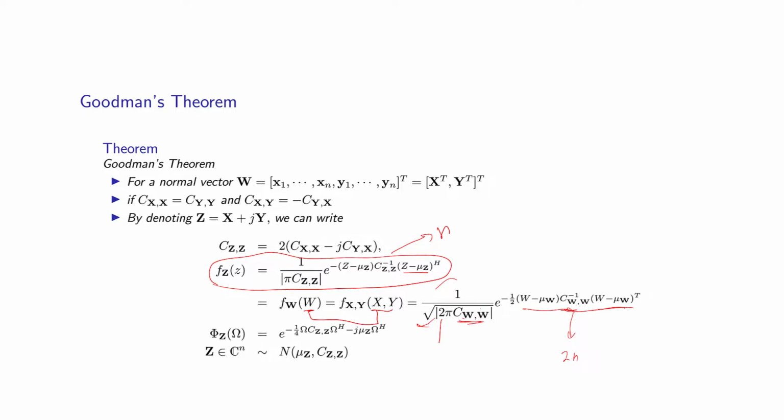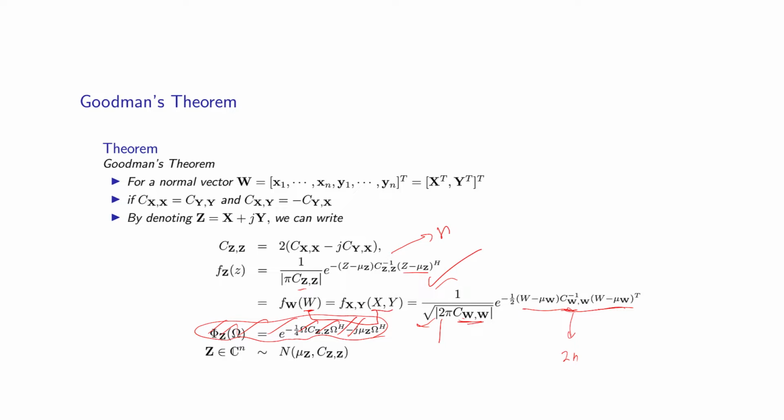CWW is a much bigger matrix. CZZ is a quarter of the size, because it's n by n. This one is 2n by 2n. And similarly, the characteristic function is more condensed because you can write it in terms of omega, which can be written as complex. Anyway, the characteristic function, we shall not use it, so you don't get confused. I don't recommend it. But this expression is often used in lots of journal papers and is correct.